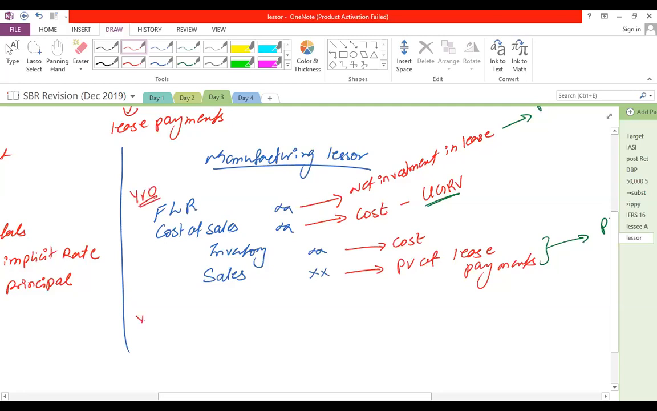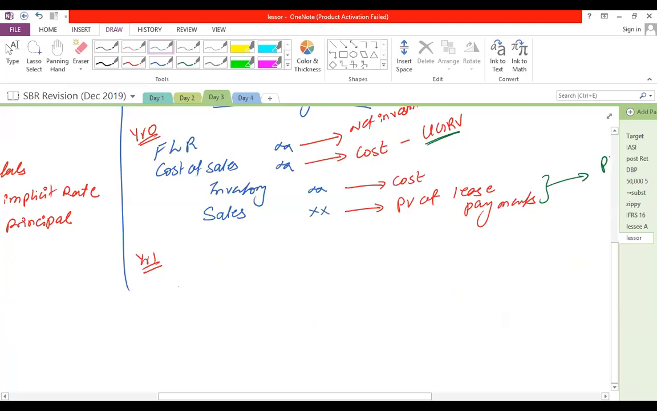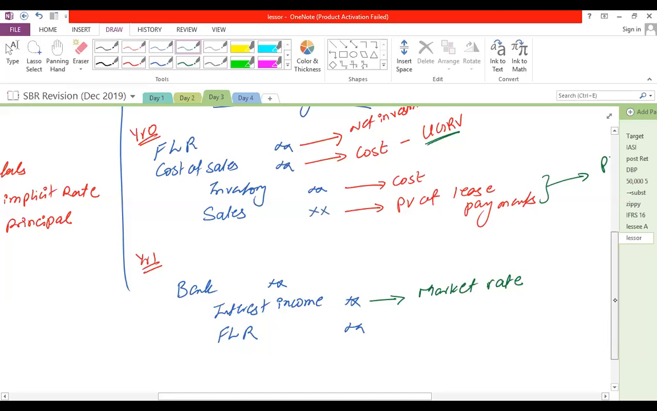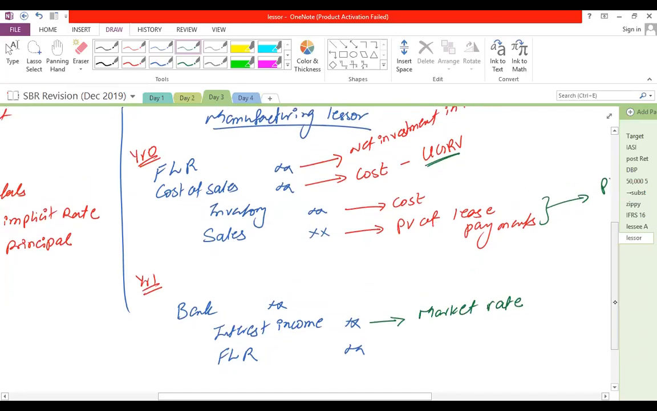Now again, this is the entry that we had made for year 0. So for year 1, we are again going to receive the rentals, for which we debit the bank and credit the interest income and the finance lease receivable. But the only difference is that the manufacturing lessor should ideally recognize the interest income at the market rate instead of the implicit rate. So this is the only difference between the manufacturing and the non-manufacturing lessor.